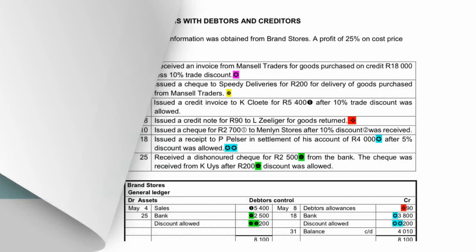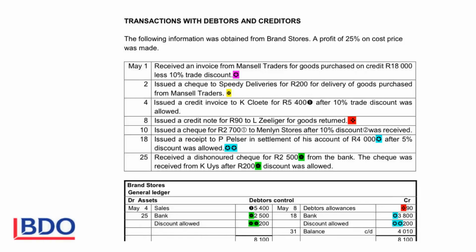Good morning. We will pay attention to transactions with debtors and creditors today. A profit of 25% on cost price is maintained. Remember, if the profit is on cost price, then the cost price equals 100%, the profit 25%, and the sales price 125%. Received an invoice from Mansell Traders for goods purchased.